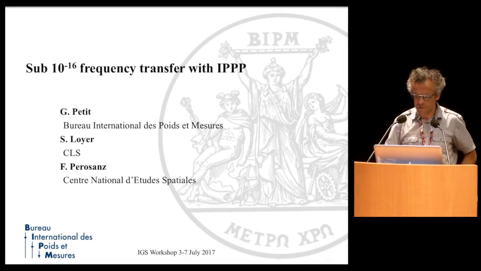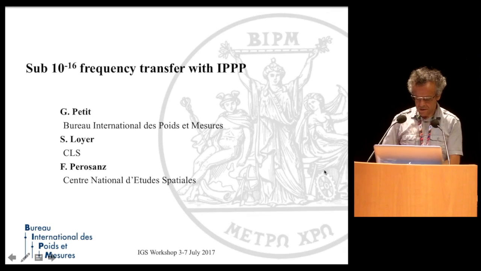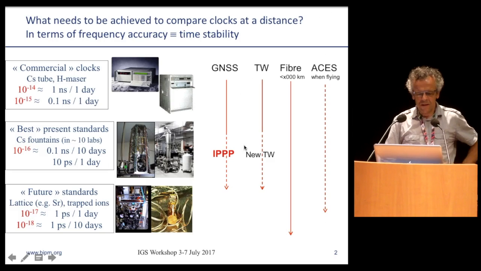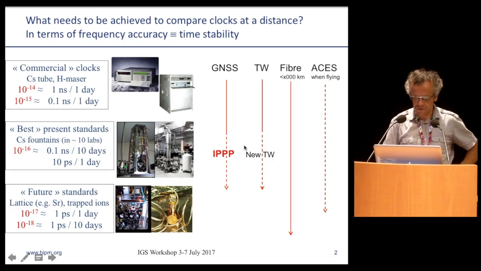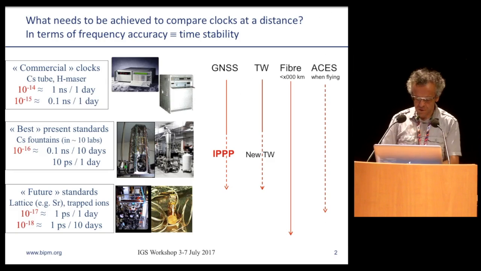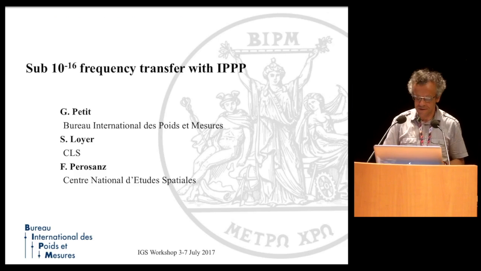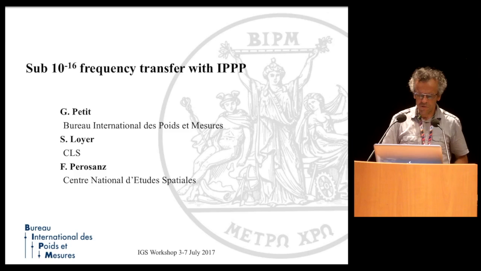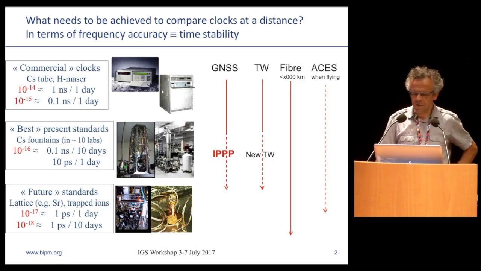It's about frequency transfer. IPPP is precise point positioning with integer ambiguities, and this is about the use of IGS products proposed by the Analysis Center, GRG, with my co-authors involved here.